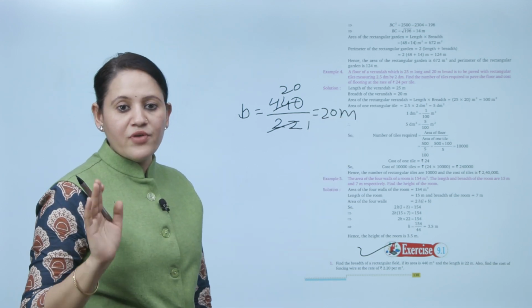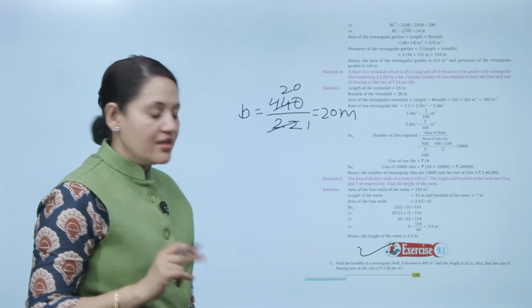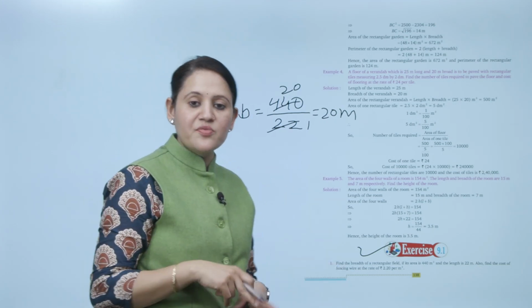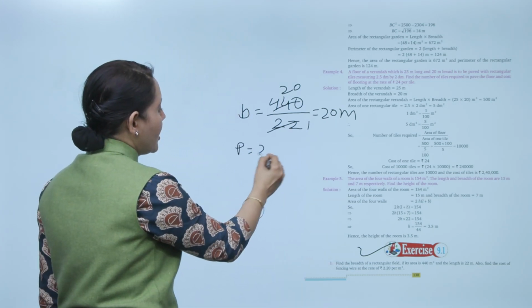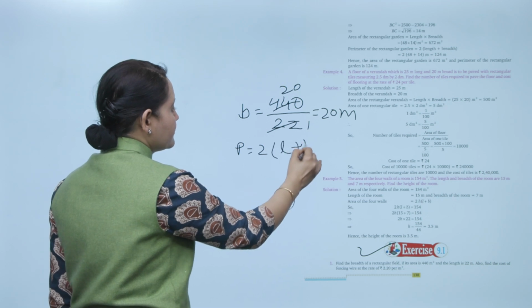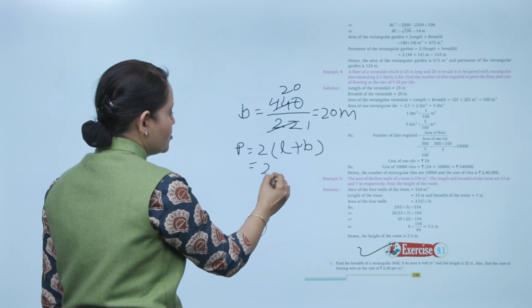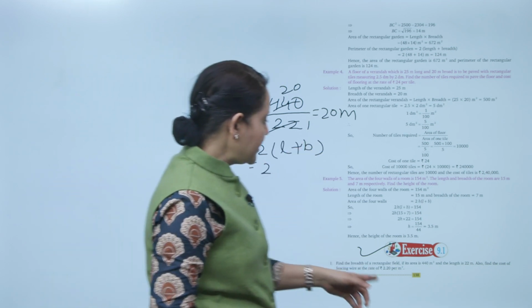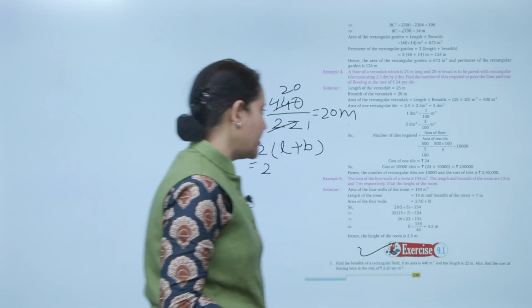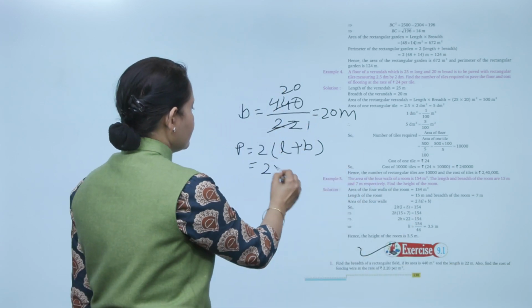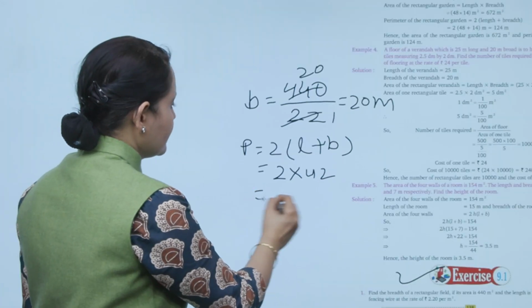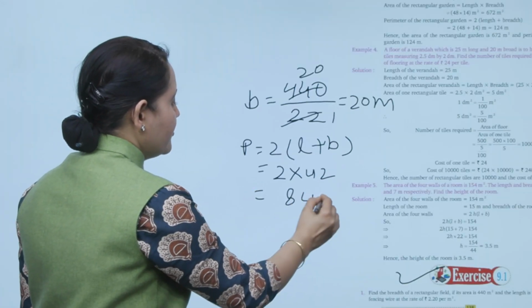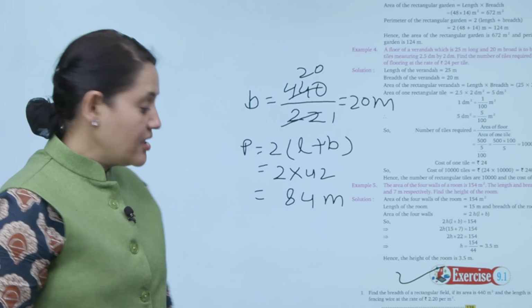Now we have to find the cost of fencing wire. Fencing की करनी है, that means we have to find the perimeter. Perimeter 2 into L plus B means 2 into L plus B कितना हो जाएगा? 22 plus 20, 42. 84 meter. That is the perimeter.